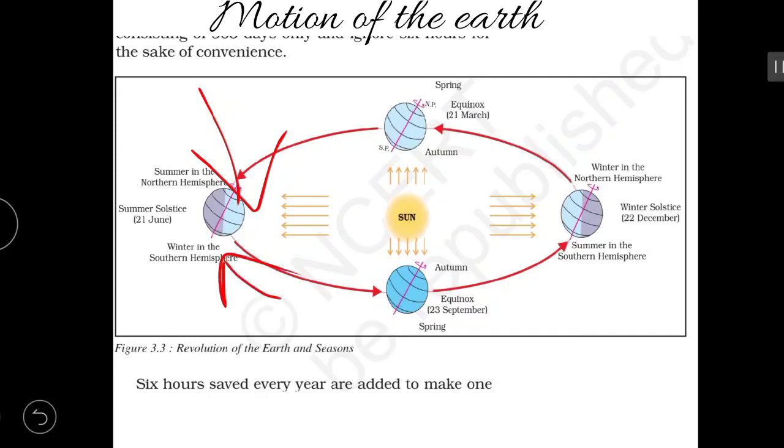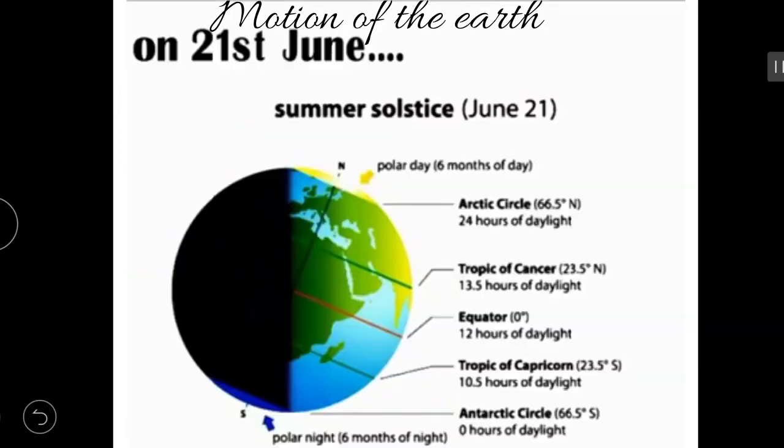Here it is winter season, and the northern hemisphere is having the summer season. If it is winter, the nights are longer than the days. So this position of the earth is called summer solstice.